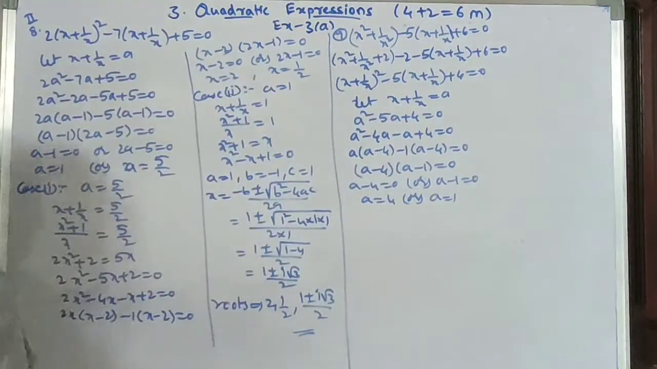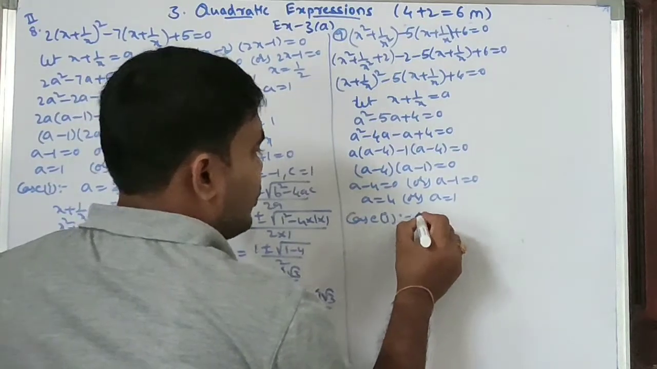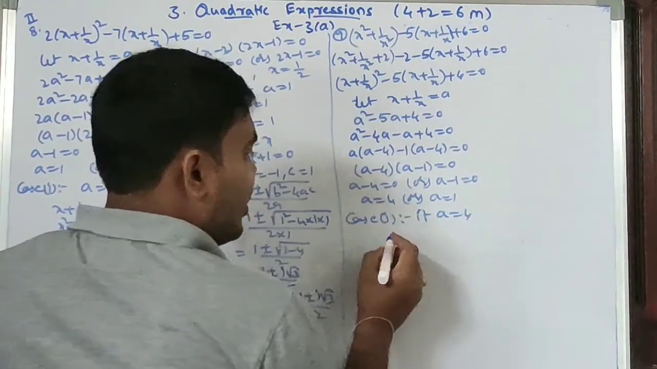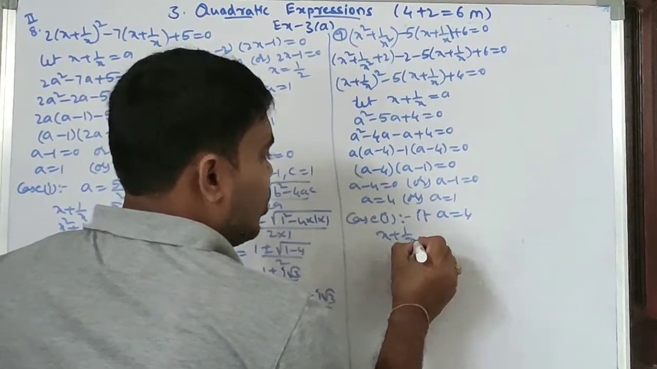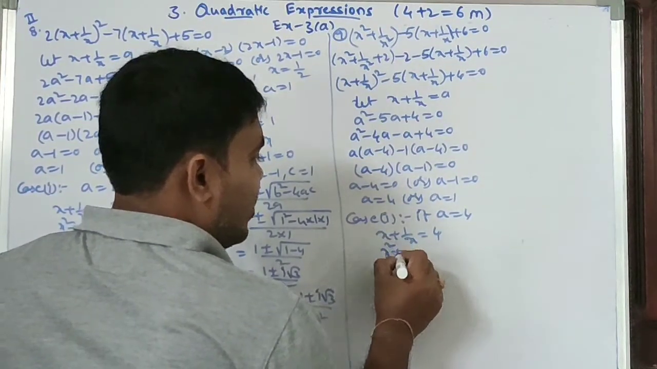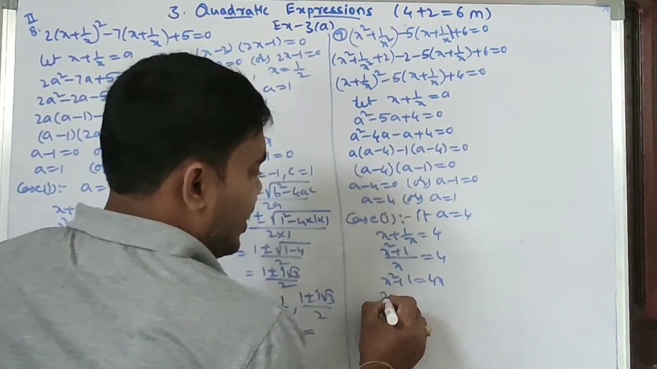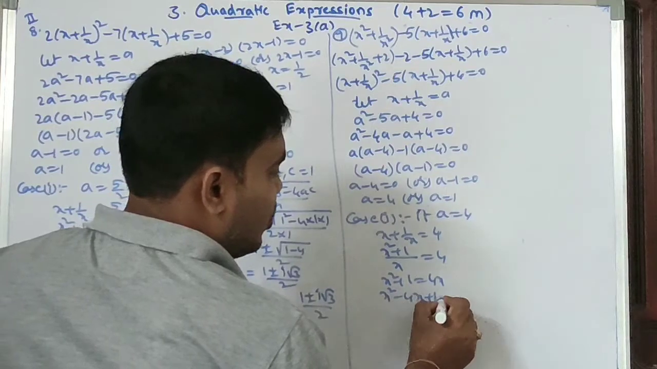So now case 1, if a equal to 4. What is a? x plus 1 by x equal to 4. So taking LCM, x square plus 1 equal to 4x. x square plus 1 equal to 4x, so x square minus 4x plus 1 equal to 0.